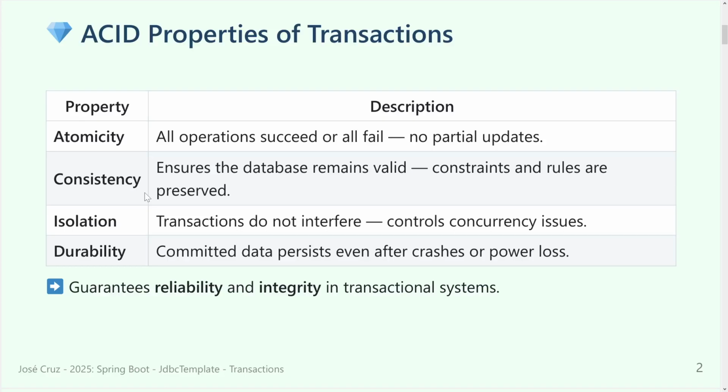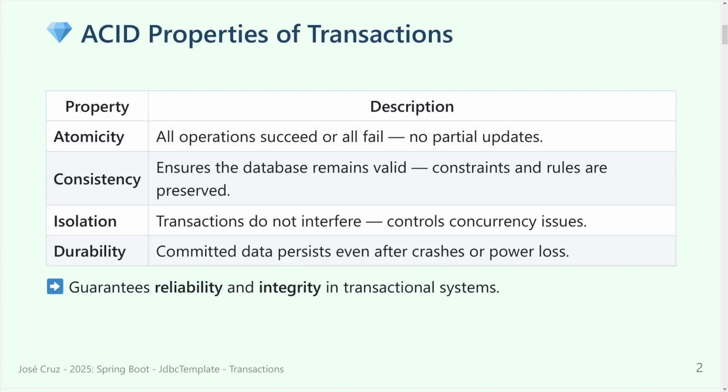Consistency, meaning that if something fails, the database should remain valid. Meaning that, for instance, if I remove a department, I expect all the people that work in that department to be also removed, or maybe I can't remove the department without first removing the people that work there. So this is, of course, related to foreign keys and primary keys. There are other constraints that exist on the database, and all of them are related to consistency.